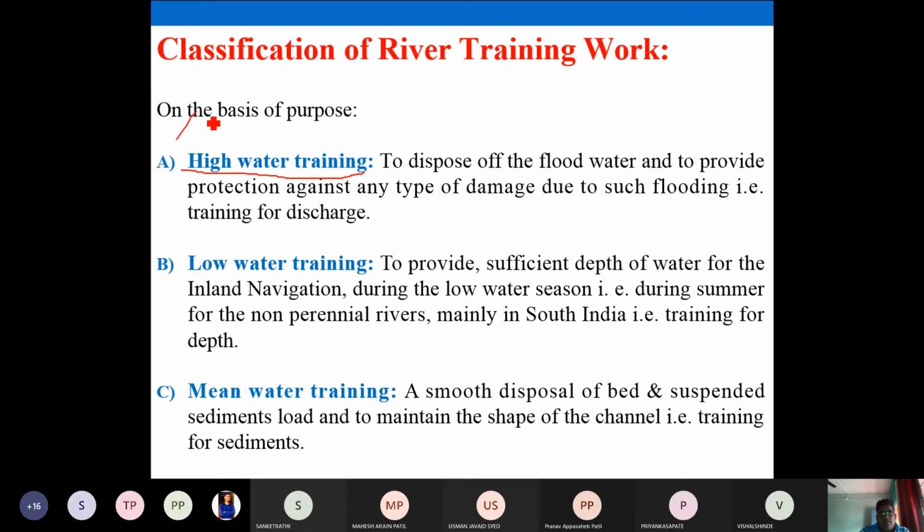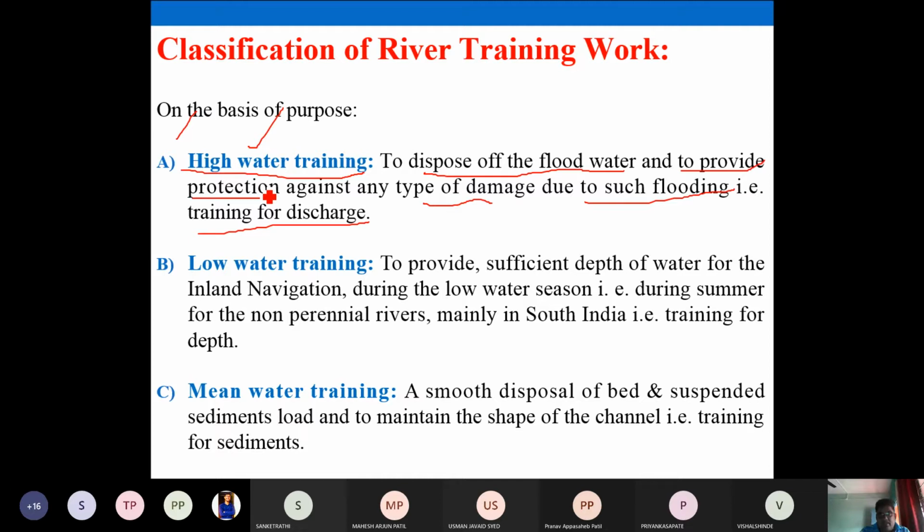So what do you mean by the high water training? It is also called training for the discharge. In this high water training, you dispose of the flood water and surplus water, and provide protection against any type of damage due to such flooding. That means the training for the discharge.